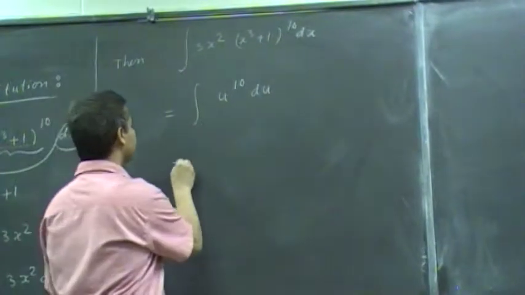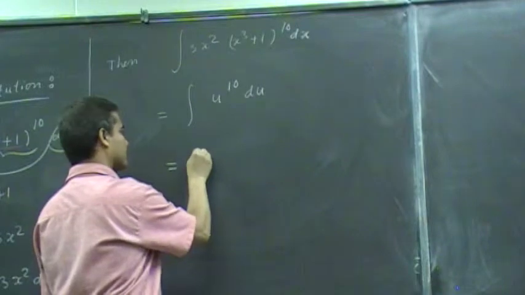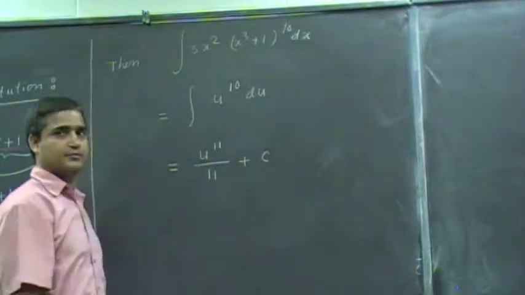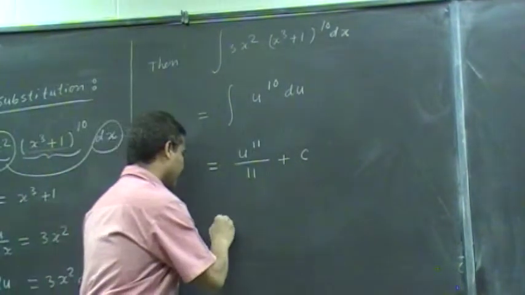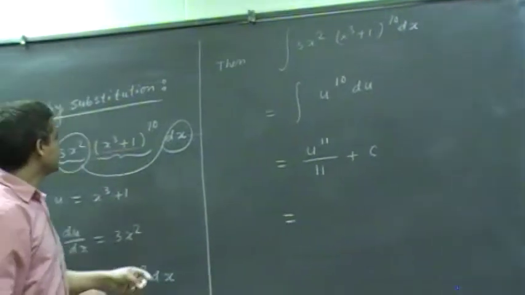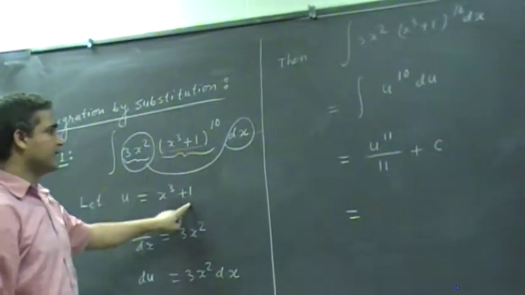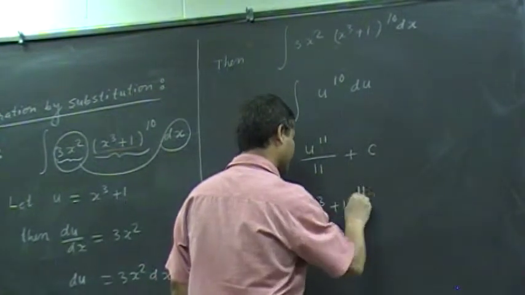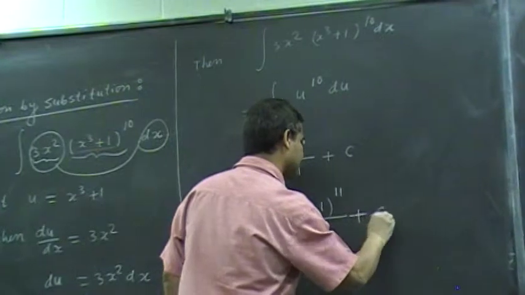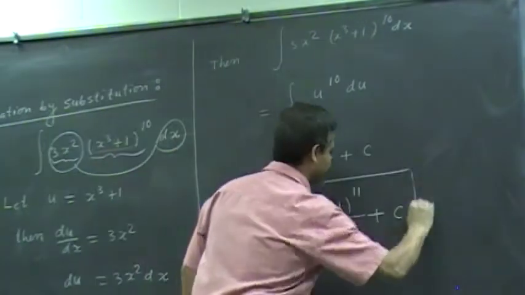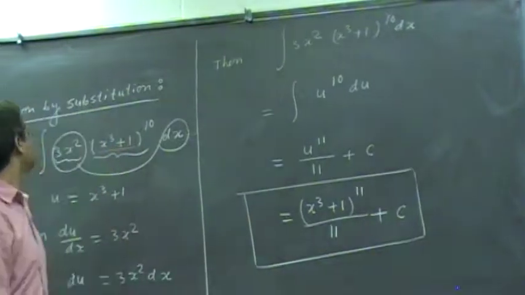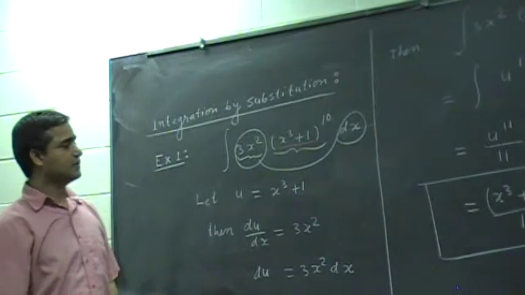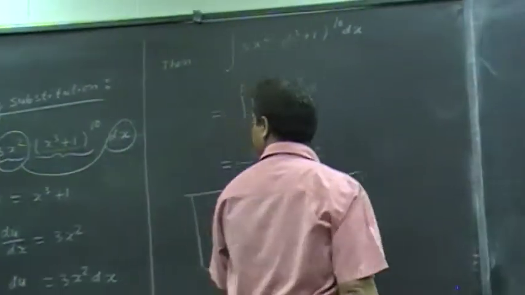Okay, what is the integral? U to the power 11. U to the 11 over 11 plus constant of integration. Okay, let's plug back the value of u. What is u? x cubed plus 1. So (x cubed plus 1) to the 11 over 11 plus constant of integration. This is the integral. Right? Okay.